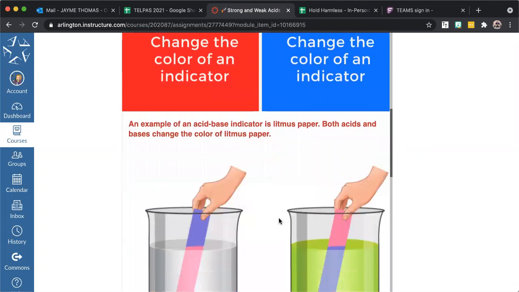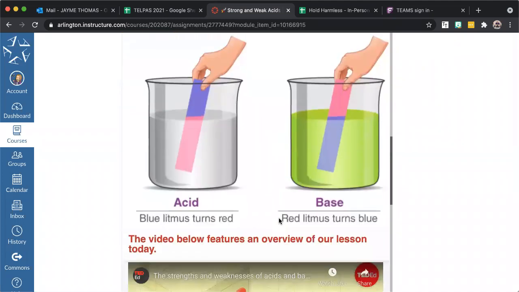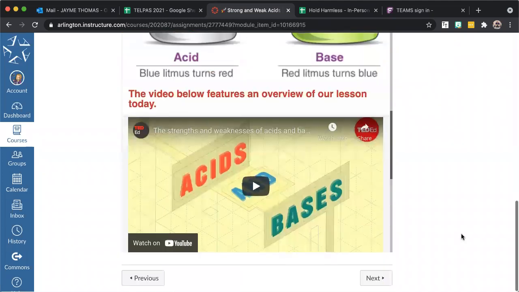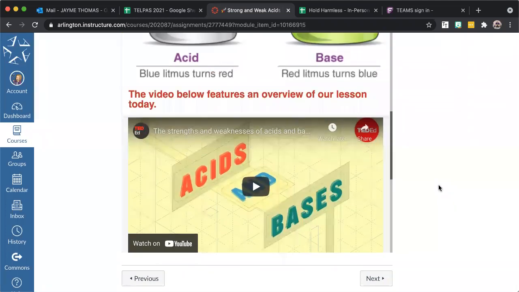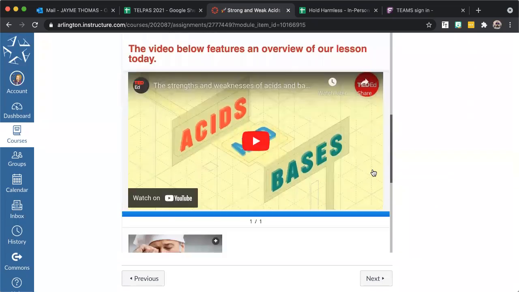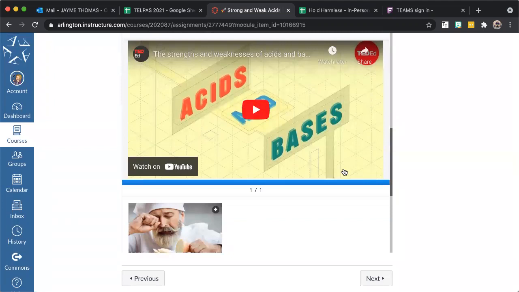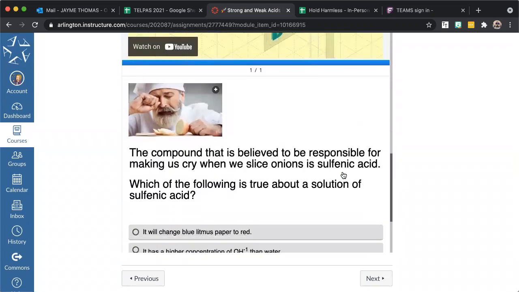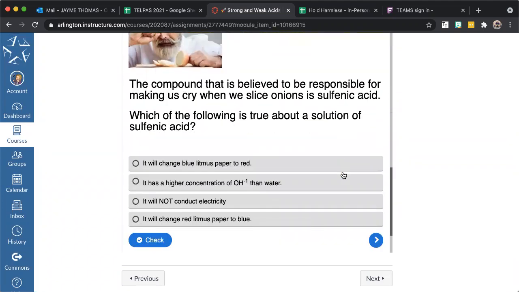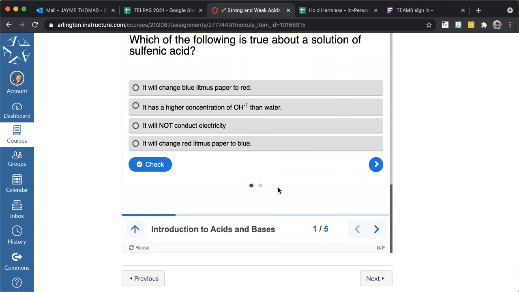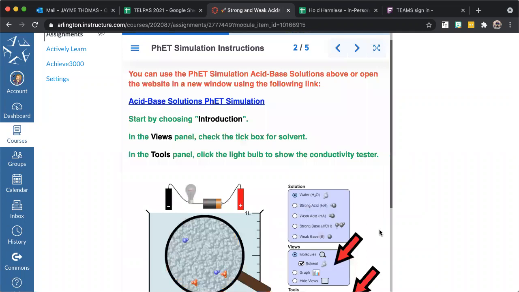So I already talked about the litmus paper stuff, so I'm not going to go over that again. There is a little video here. I would definitely encourage you to do it. It's got an overview of acids and bases, the strong and weak stuff we're going to talk about. So definitely, if you haven't already gone through that, take the time to watch it when we're done today before you get started with your activity. And then you have a couple questions down here to check on this intro information before you move on to your activity today. So for the rest of today, you're mostly doing this simulation activity.